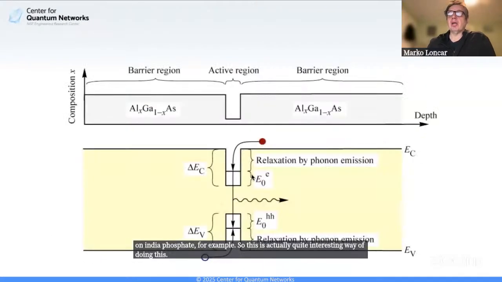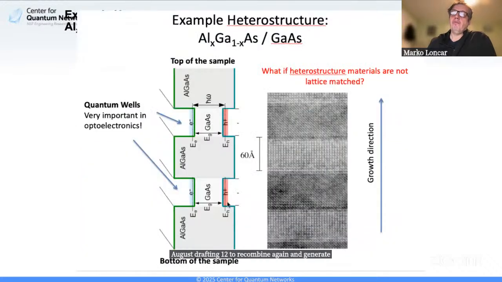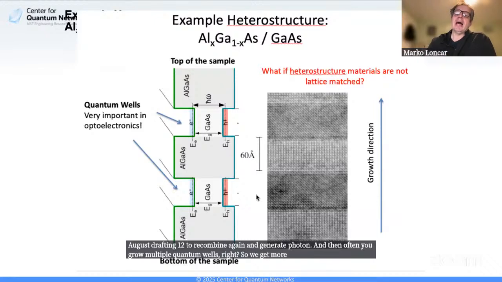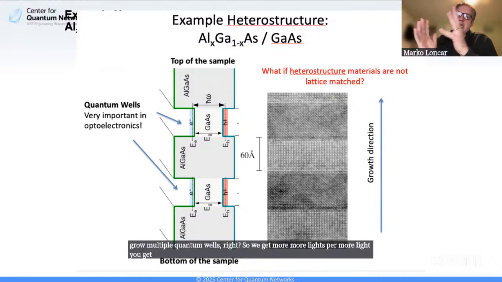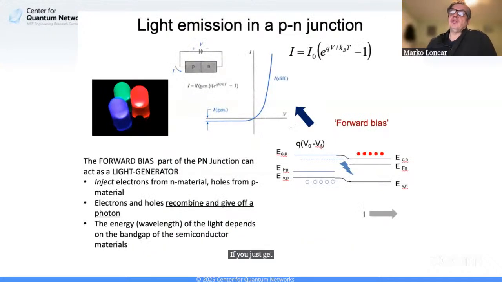So this is the process of light generation: an electron gets trapped in a quantum well, a hole gets trapped in the quantum well, and they recombine and generate a photon. And then often you grow multiple quantum wells, right? The more quantum wells you have and the more carriers you inject inside them, the more light you get. If you just have a material like this and send current to it, you're going to get light emission. That's how light emitting diodes work.